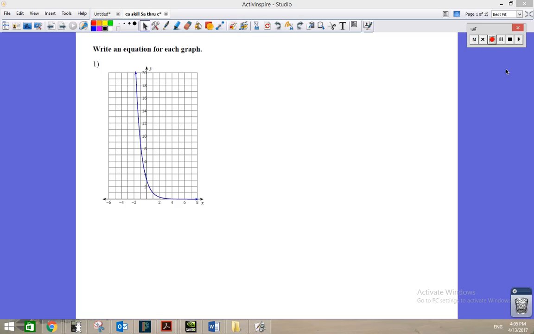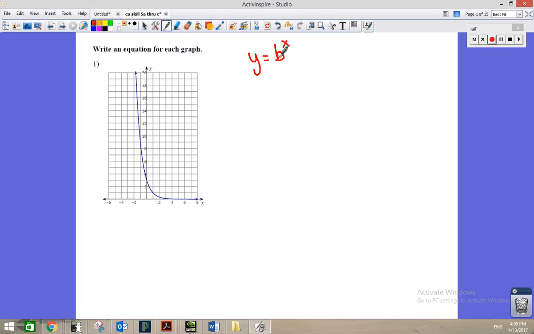Let's take a look at this problem. We've got a graph and they're asking us to come up with the equation. The graph appears to be the graph of an exponential function. We know that exponential functions have this basic form of b raised to the x power. And there are some restrictions on b. It can't be negative, and we don't allow it to be 1.